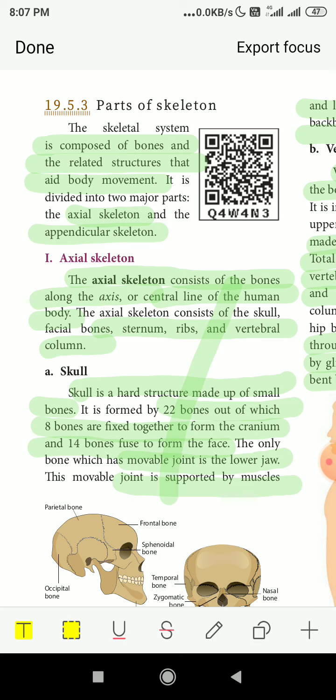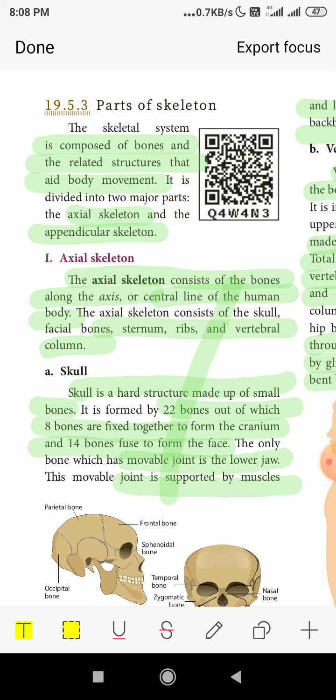So 8 out of these 22 bones make up the cranium, and the remaining 14 bones join together to form our face bones. The only bone which has a movable joint is the lower jaw. So in the skull there are 22 bones. Of these, 14 bones form the face and 8 bones form the cranium, and only one has a movable joint, that is the lower jaw. So this is the first part of the axial skeleton.